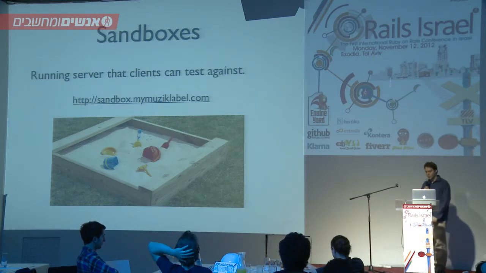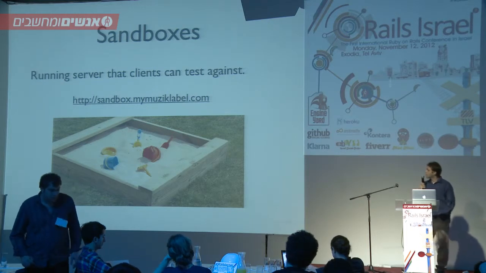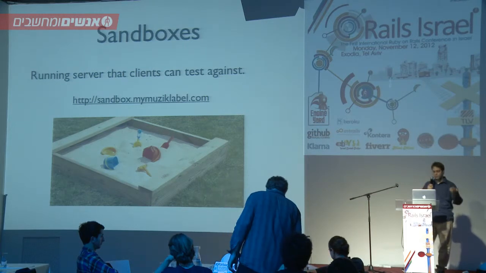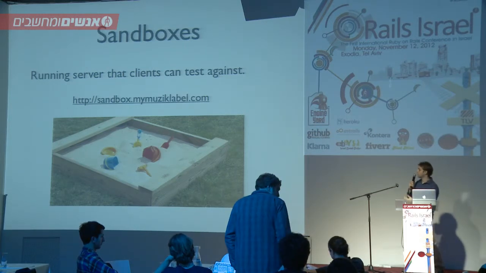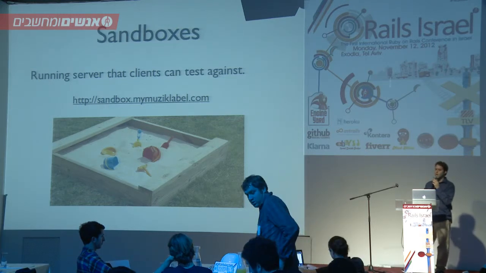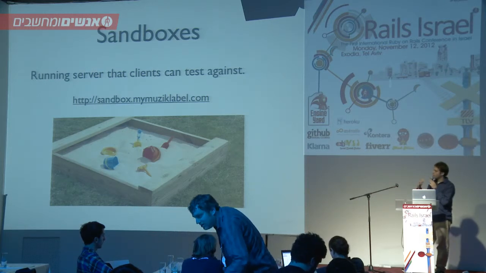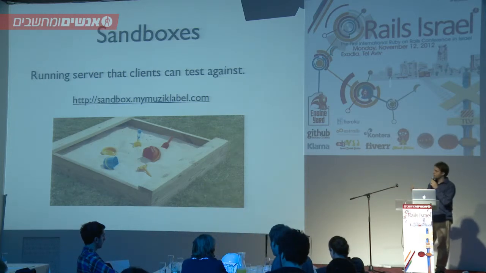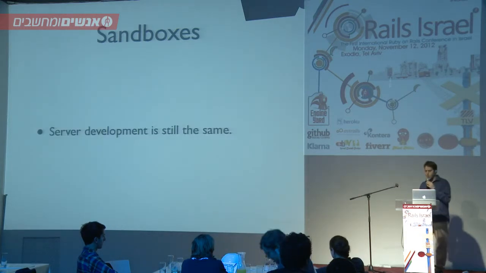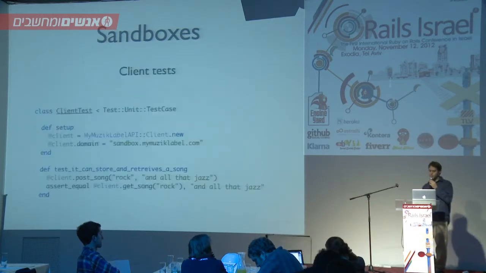So the next kind of evolution from that is having a sandbox running somewhere, right? We have the server, we developed it, and we actually put it somewhere on the internet where we could use it, or you could also put it on localhost or whatever you want if you were in development. And we could actually use the client to hit up that sandbox, right? We want to actually go through the server code, so we're going to put it somewhere, we're going to run the client against the sandbox, and then we'll have this integration between the two. So the server development is still the same, and we're going to test the client against the real server code.